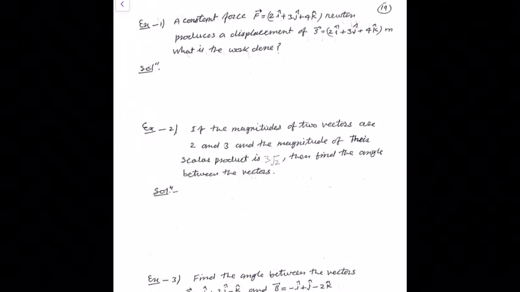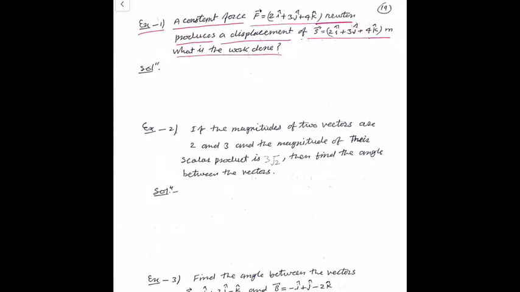Next, example related to dot product. First example, first a constant force F vector is equal to 2i cap plus 3j cap plus 4k cap Newton produces a displacement of S vector is equal to 2i cap plus 3j cap plus 4k cap meter. Then what is the work done? Solution, we know that W is equal to F vector dot S vector. Put the value of F vector and S vector.